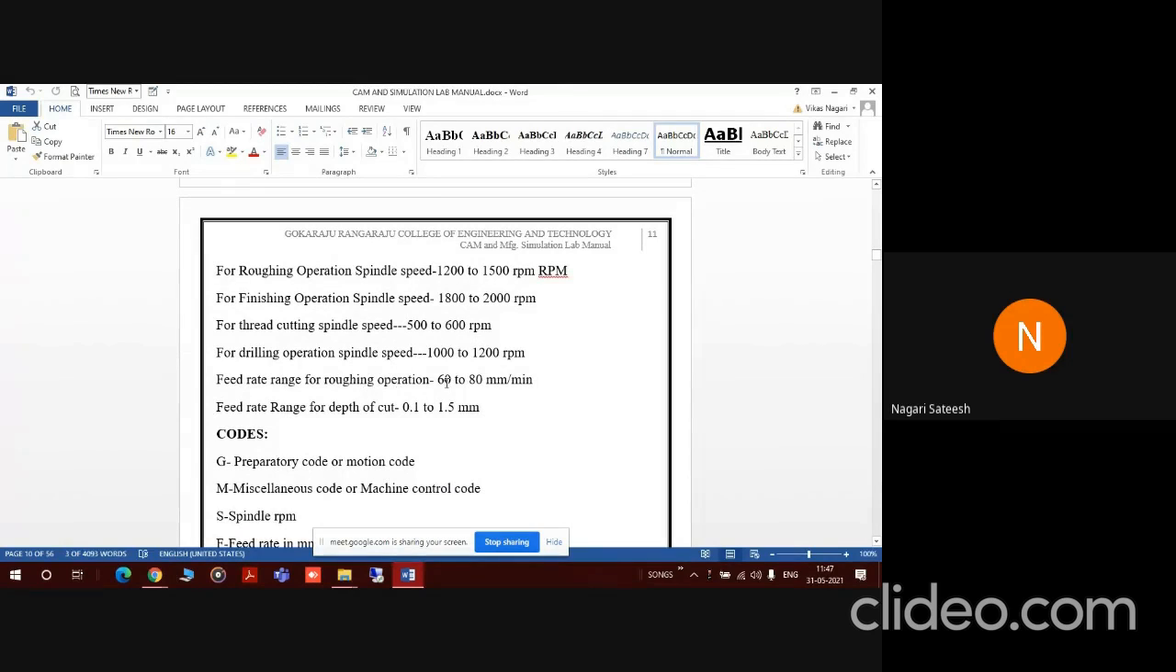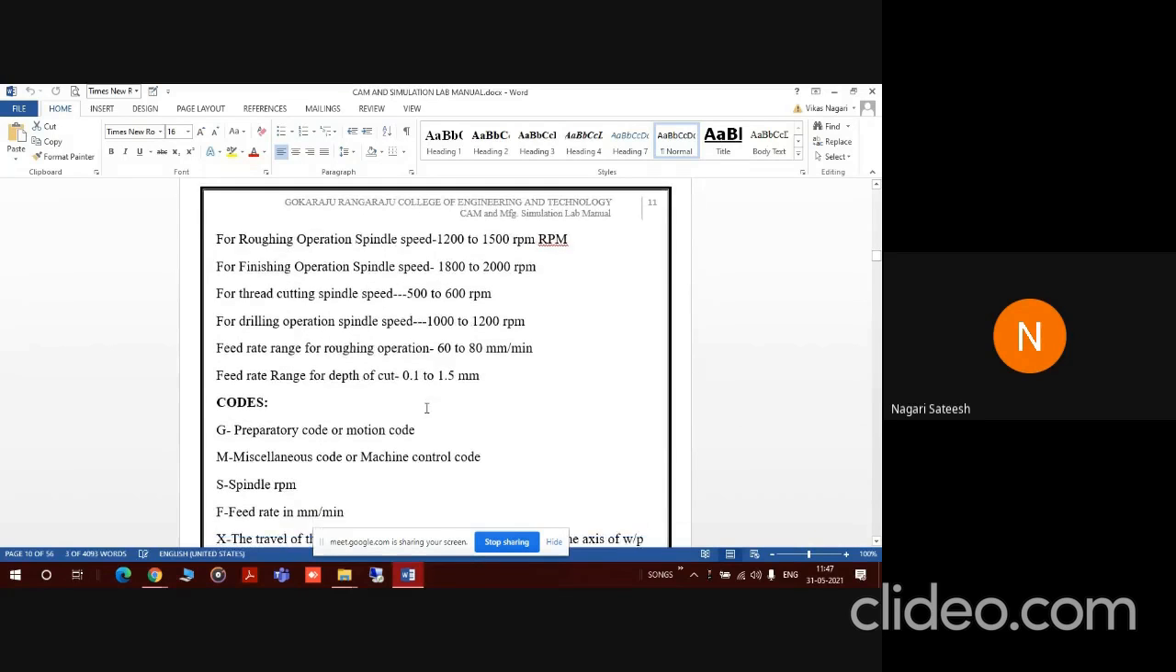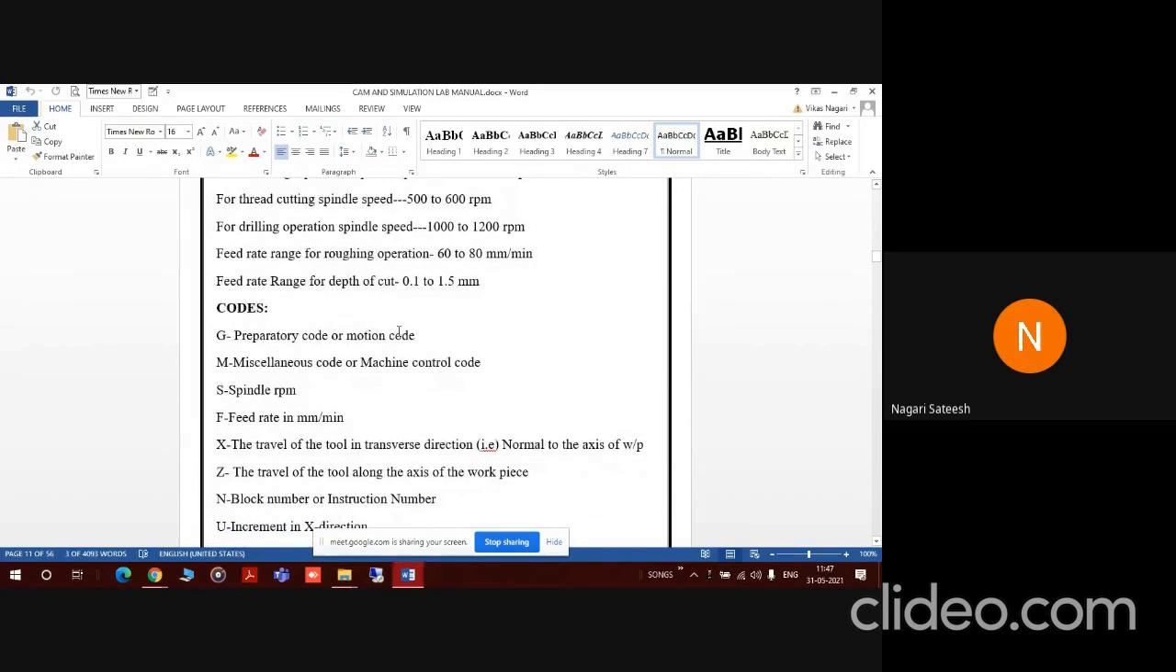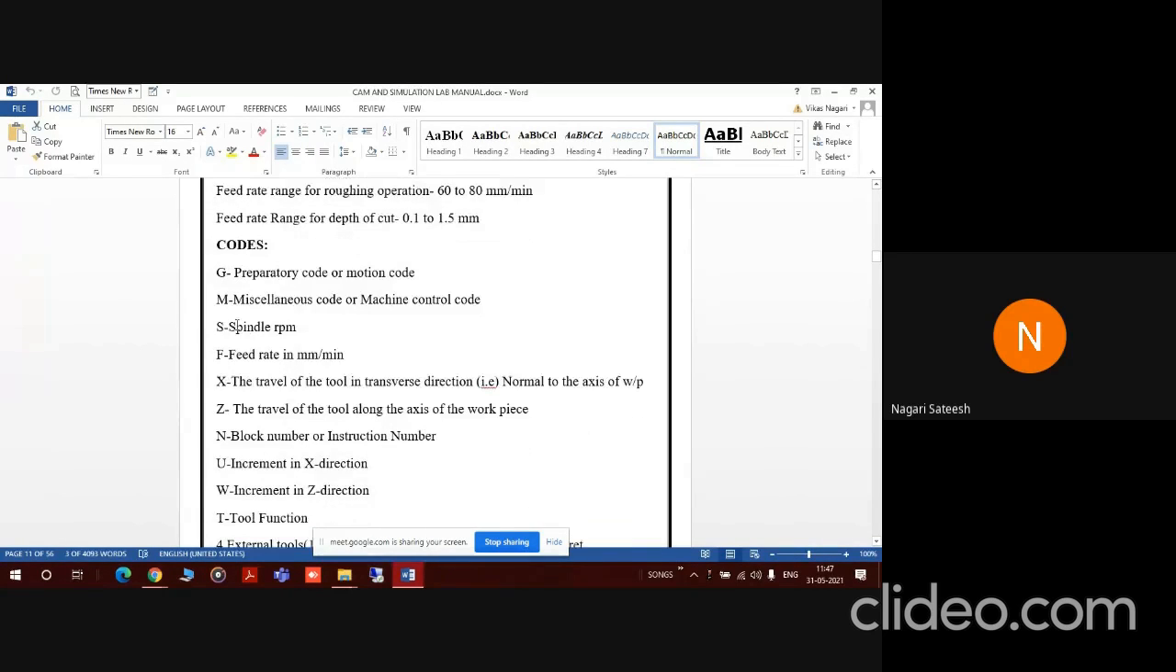Feed rate for the roughing operation is 60 to 80 mm. The depth of cut is 0.1 to 1.5. I told you G code is preparatory code or motion code. M is called miscellaneous code or machine control code. These are the M codes and G codes. S is the spindle RPM. F is the feed rate in mm per minute.